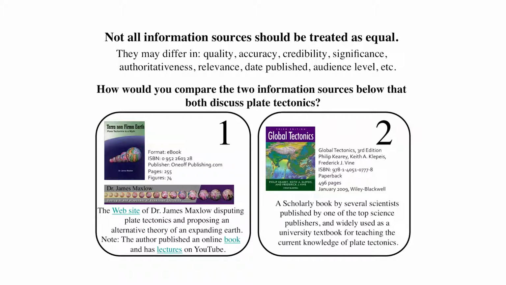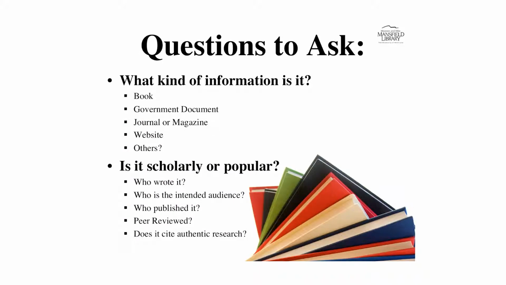The second thing is a book on global tectonics, plate tectonics, published by a well-known scholarly publisher, Wiley Blackwell, commonly used as a textbook for graduate students in geology, very credible, authoritative source on plate tectonics. So you would only want to cite the second, not the first. So you want to ask yourself, whenever you're looking at results, what kind of information source do I have?